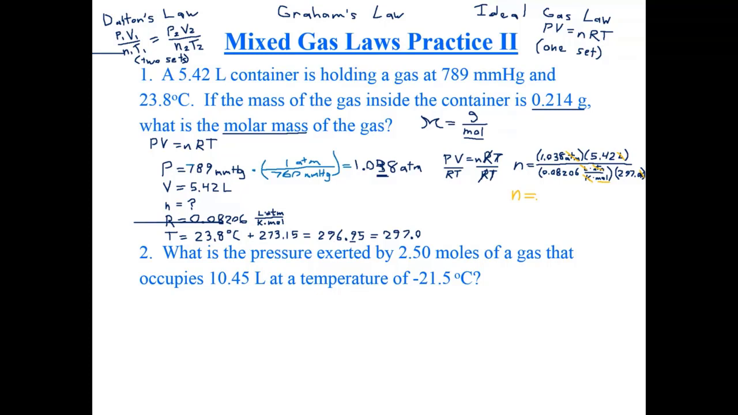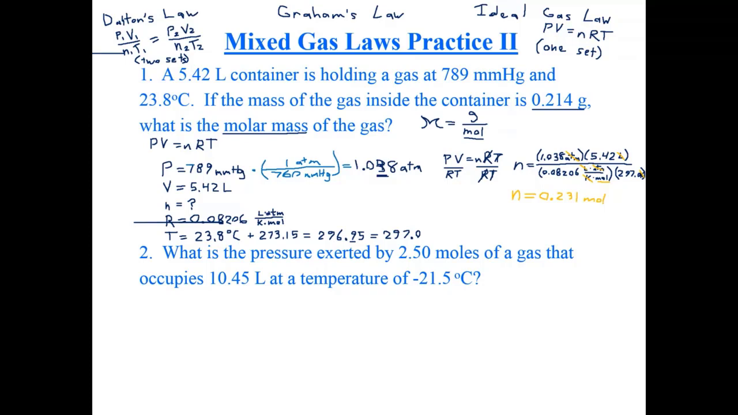0.231 moles. Is it 0.231? Yes. What? That doesn't sound right. I don't believe it. That's what I got. I can redo it. Let's see. No, I believe the number.